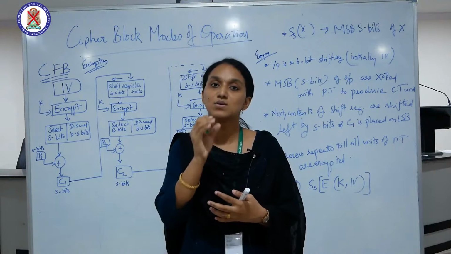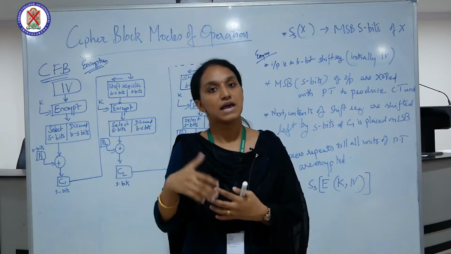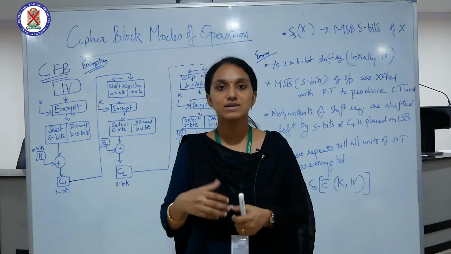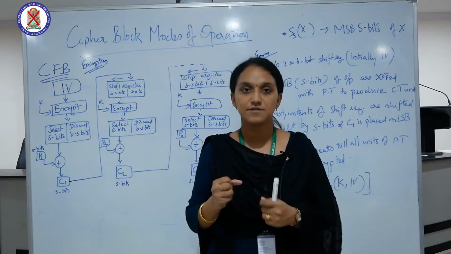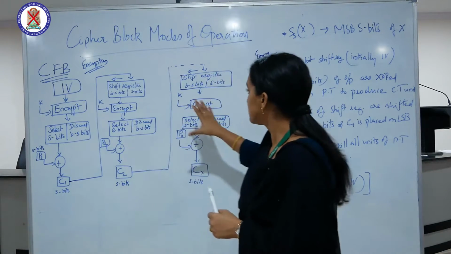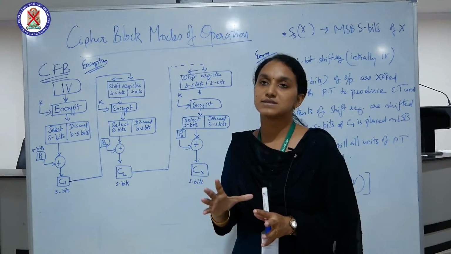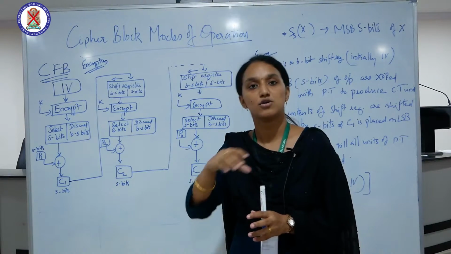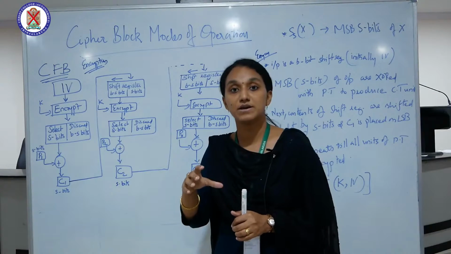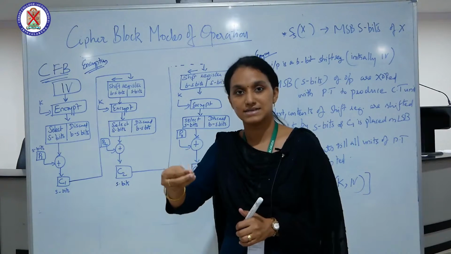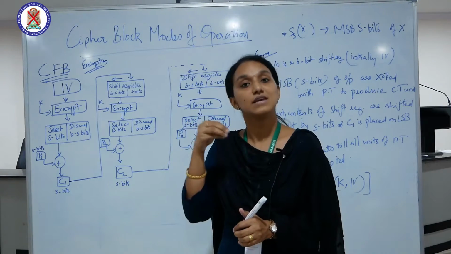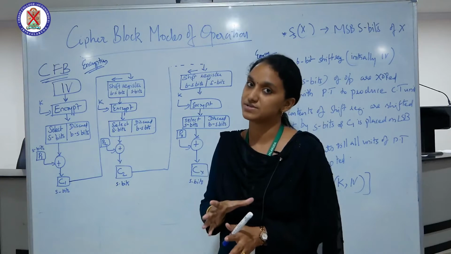So we are selecting only the S bits for encryption and decryption. Clear? Now let's see what's happening in cipher feedback mode. This is the encryption process. Here we have to understand that in all these modes of operation we have been using plain text as the input, right? Here the input is actually a shift register.